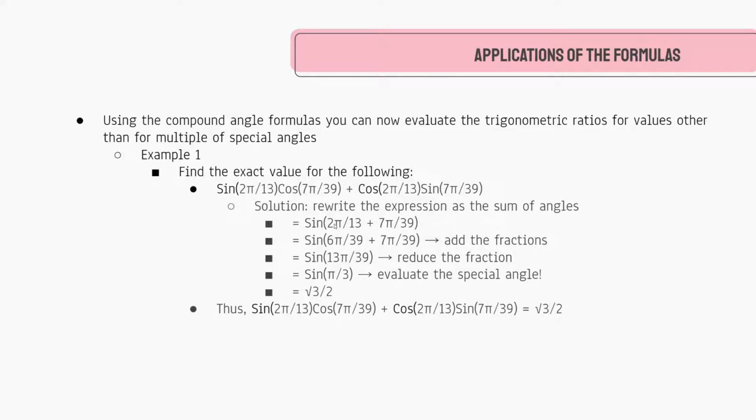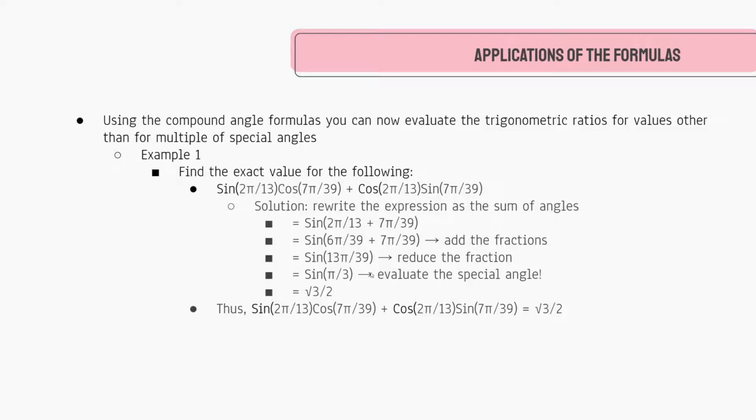So we get sine of 2 pi over 13 plus 7 pi over 39. Then I've simply added the fractions. So I made the denominator the same by finding the lowest common denominator, which you should remember from our rational chapter. Now, with these denominators being the same, we could add the numerators. So we get 6 pi plus 7 pi, which is equal to 13 pi. Now, we just need to reduce the fraction. Since 13 and 39 have the same factor of 13, we could just remove it. So we actually get that this is equal to sine of pi over 3.